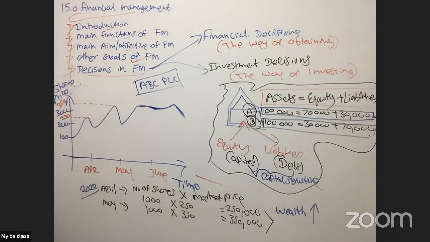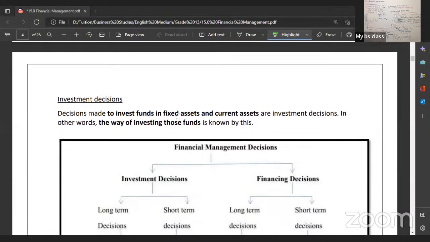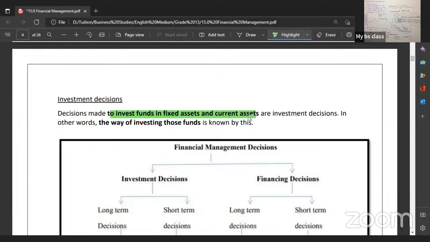Right, now let's move to investment decisions. Decisions made to invest funds in fixed assets and current assets are investment decisions. In other words, it is the way of investing those funds that you raised, whether through debt or equity.